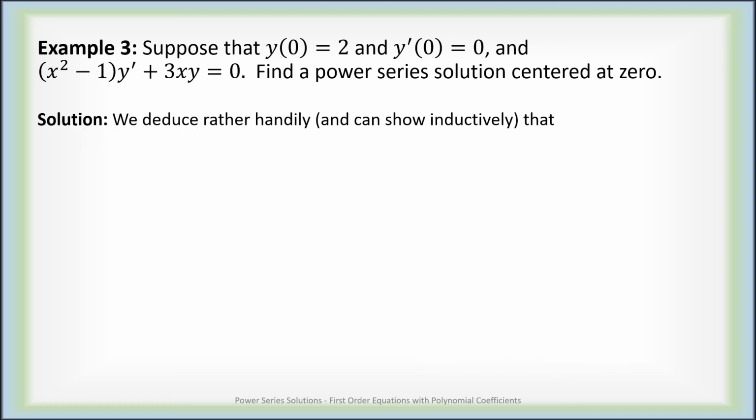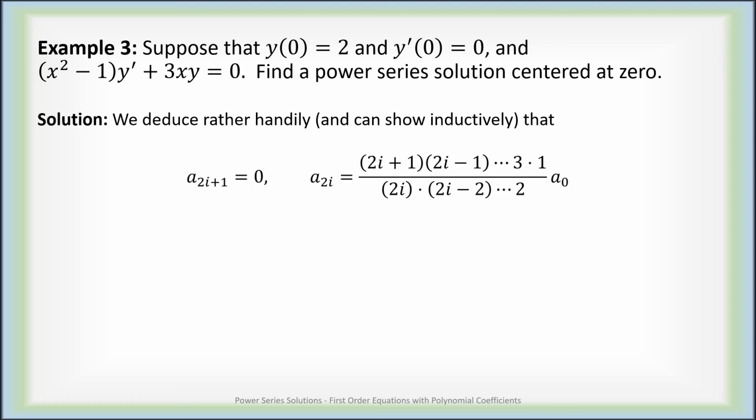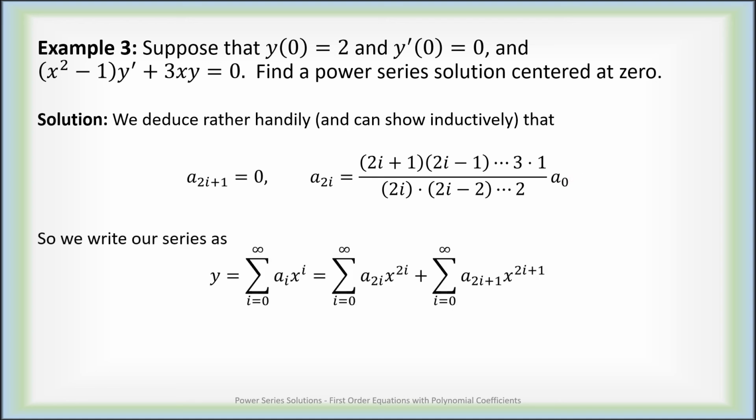So what we can deduce pretty quickly and prove inductively is that indeed all of the a sub odd numbers are 0, and the a sub even numbers are this product beginning with an odd number, going down by 2's, ending at 3 times 1, over this even number, and the product goes down by 2's, and then times a0, whatever that was.